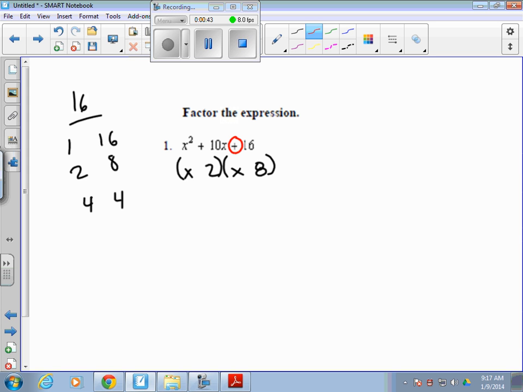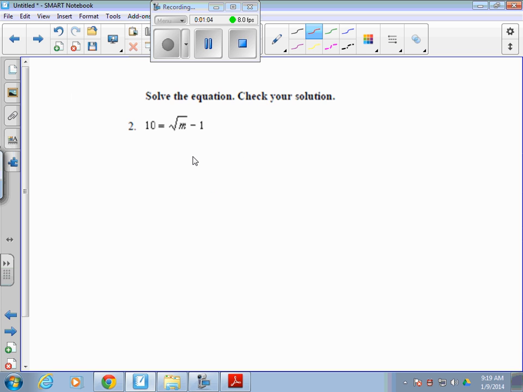The sign in front of the C is positive. That means they're both going to be the same, either plus plus or minus minus. Since they're both the same, that one tells you they're both positive. So when you factor it out, it's x plus 2, x plus 8, or x plus 2 times x plus 8.